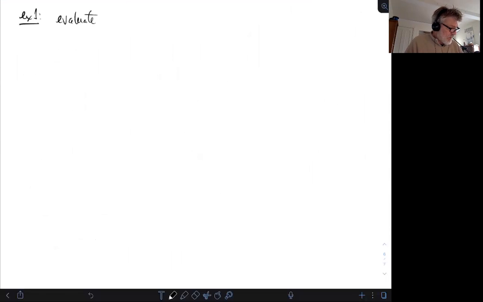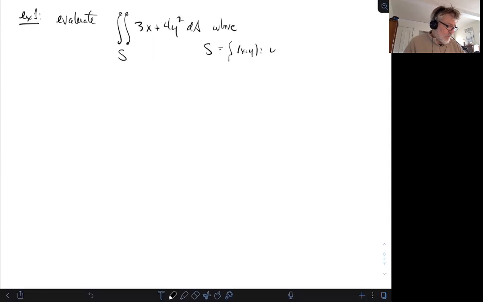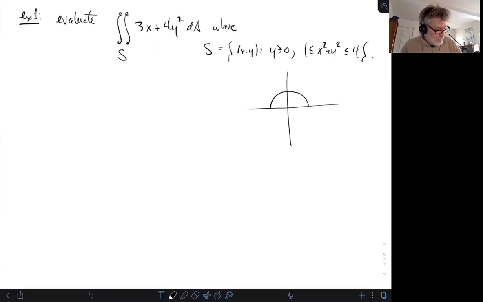I'm asked to evaluate the double integral over S of 3x plus 4y squared dA, where S is the region I mentioned earlier. So it's the set of all points x, y, such that y is greater or equal to 0, and x squared plus y squared is between 1 and 4. Okay, so we saw that earlier, so it looks like that. This is S.